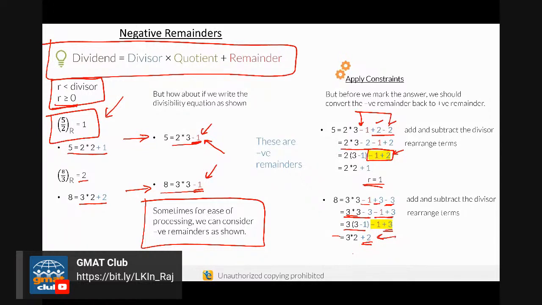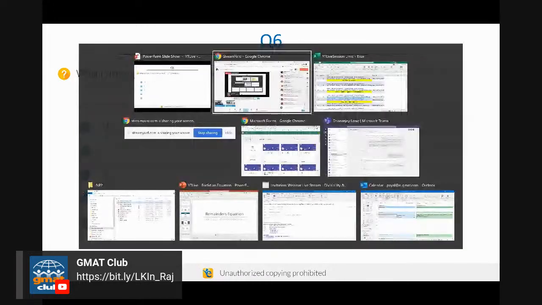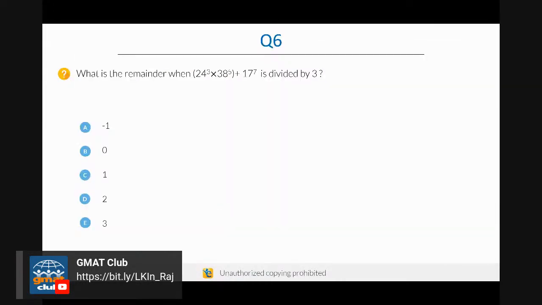Now let's apply this method to solve some questions. Okay. So again, the key to remember is this: in case you find the remainder is negative, positive remainder equals negative remainder plus divisor. So let's solve some questions over here. Here's the first question that we're going to solve, which is what's the remainder when 24 to the power 3 multiplied by this is divided by 3. I'm going to give you your form to post your answer in.